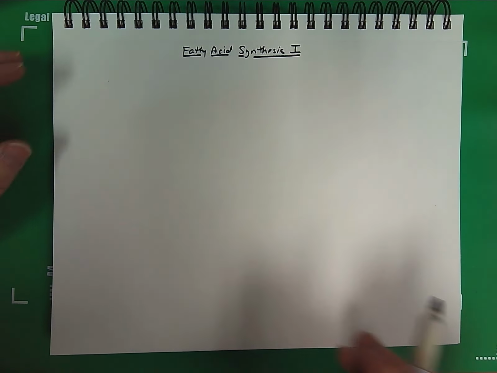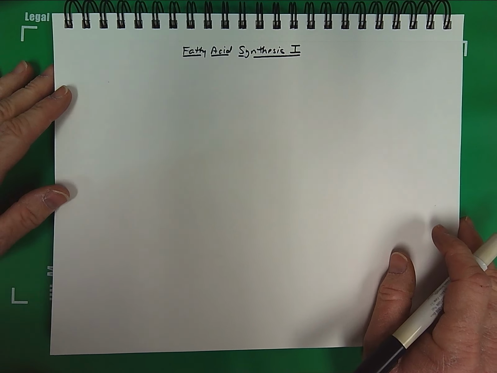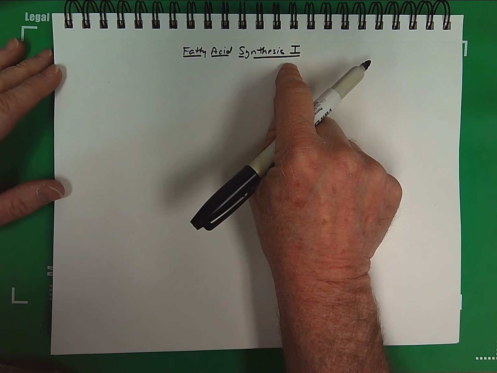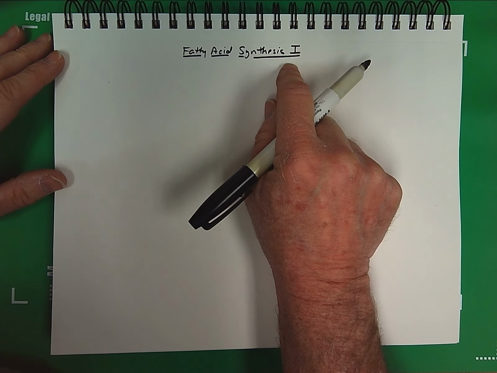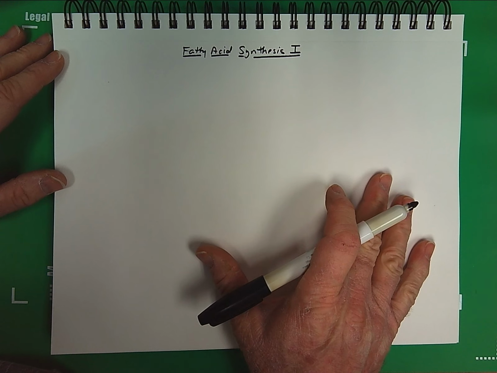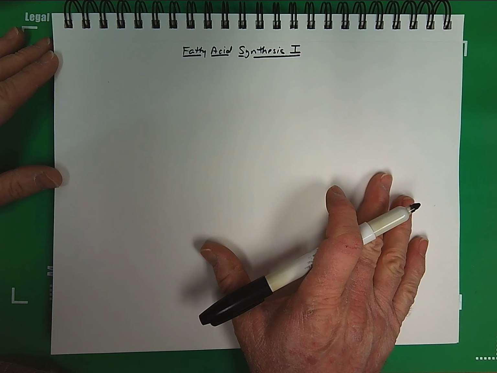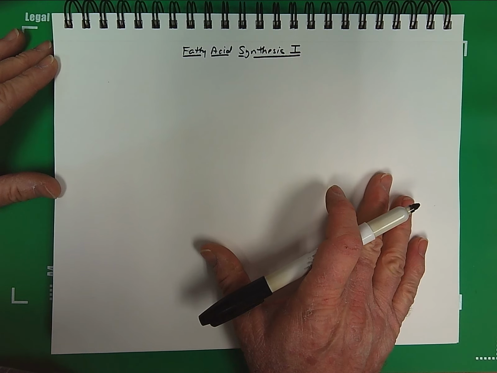Okay, so in the next two videos, we're going to be looking at the process of fatty acid synthesis. I've broken this up into two videos because in the first video we're going to examine the delivery of substrates for the synthesis of fatty acids. And then in the second video we will look at the reactions that are being performed in order to generate the fatty acid from the substrates we've delivered in this video.